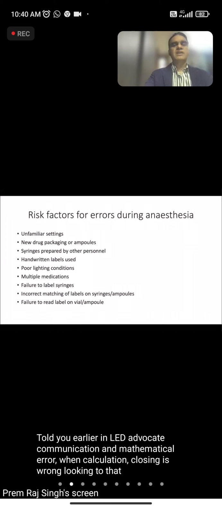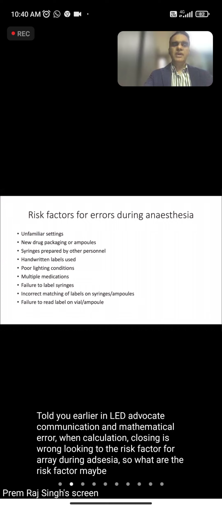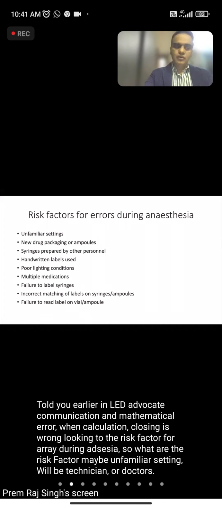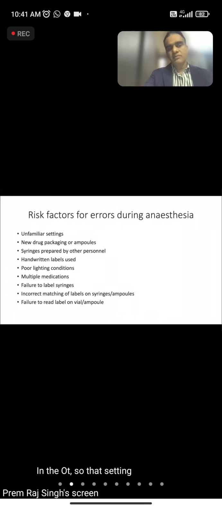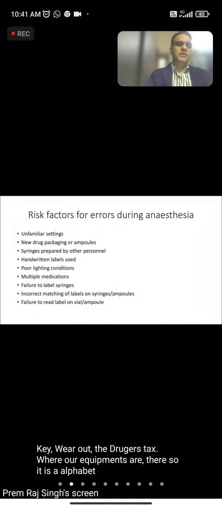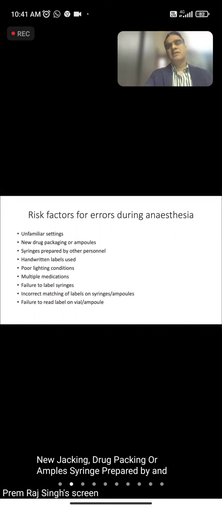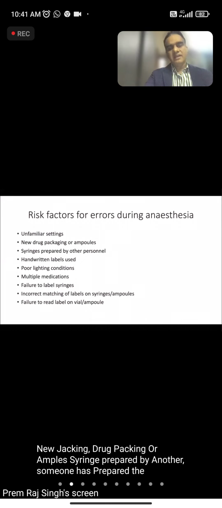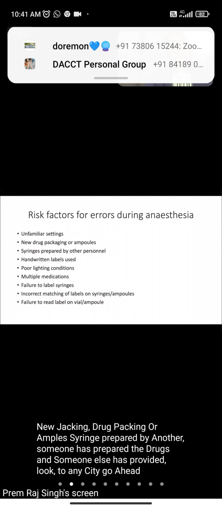Looking at the risk factors for error during anesthesia. So, what are the risk factors? Maybe an unfamiliar setting. When any technician or doctor goes to a new OT or is in the OT for the first time, that setting is very new to him. He doesn't know where the drug stocks are, where the equipment is. So it is an unfamiliar setting to him. New drug packing or ampoules, syringes prepared by another. Someone has prepared the drugs and someone else has provided the drug to the anesthetist. So here the risk of errors is high.